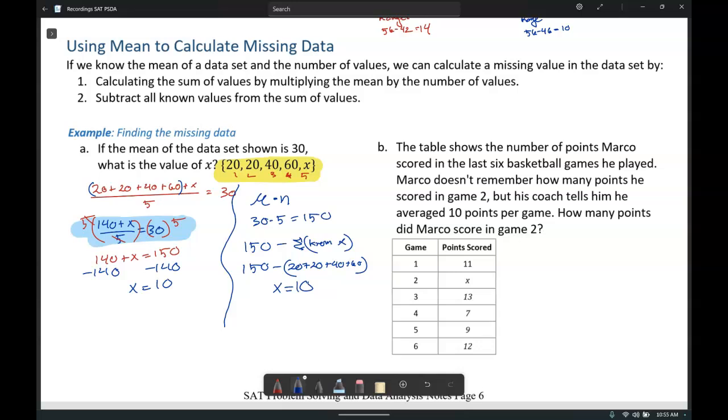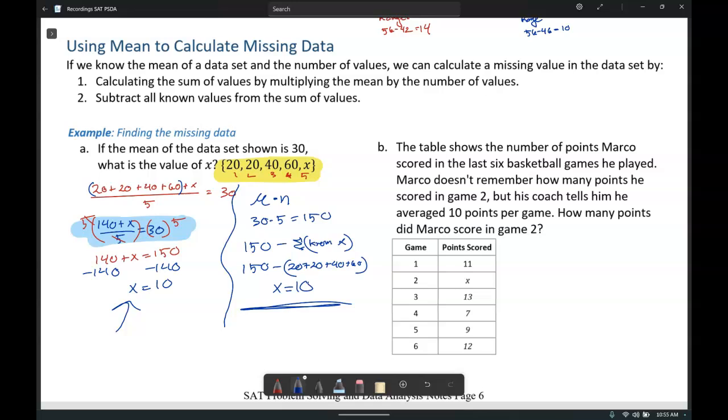So either way you want to approach it, you can approach it intuitively by using our mean formula and calculating it on your own, or you can remember this process here. I don't like trying to remember new things, so I would probably stick with the formula, but you're more than welcome. This would be a little bit faster if you can remember the steps.